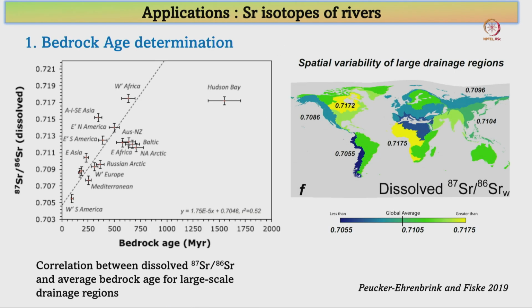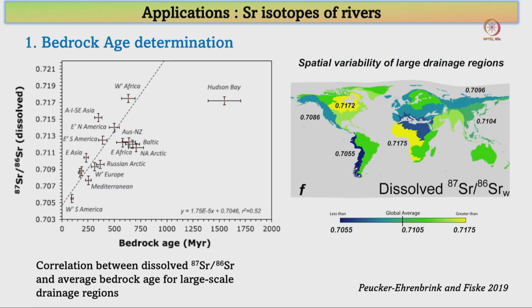So, particular applications of strontium isotopes. First is determination of the bedrock age. As I have said, continental crust has high radiogenic signatures, and the older the rock is, the more the isotope signature increases. It becomes more and more radiogenic. So, from the river data, can we calculate back what is the likely bedrock age?